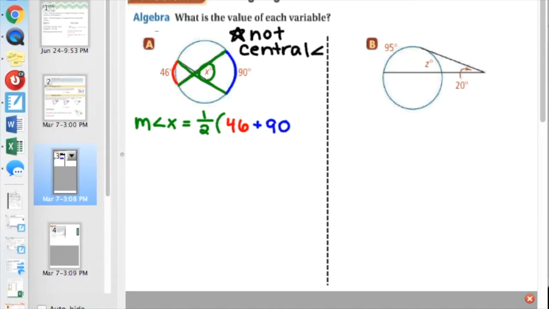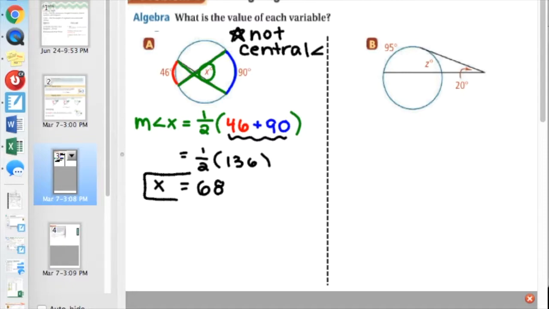And this is just me showing my work right here. All right, so order of operations says that we should first work inside of our parentheses. So we should first do 46 plus 90, and 46 plus 90 gets us 136. So I need to take 1/2 of 136. When I take 1/2 of 136, that simply gets me a measurement of 68. So the measure for X is 68 degrees.